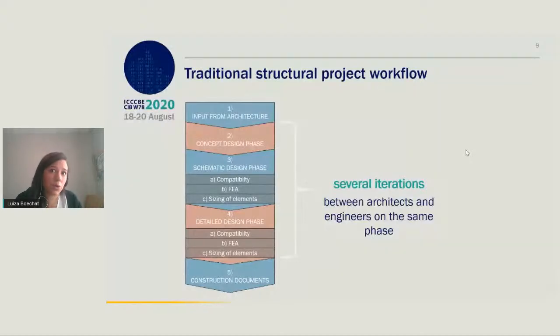In a traditional project workflow, the design process is divided into 5 phases. So input, concept, then schematic design, detailed design, and construction documents. Generally, several iterations happen between architects and engineers on the phases mainly between 2 and 4.